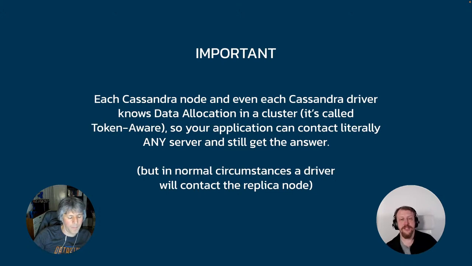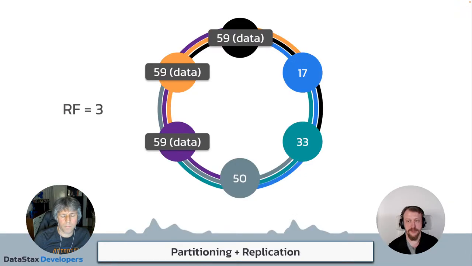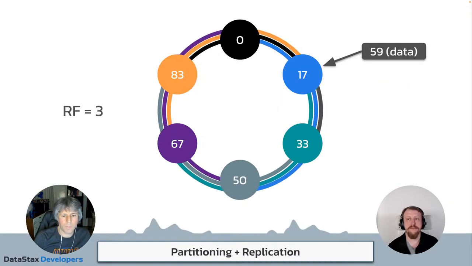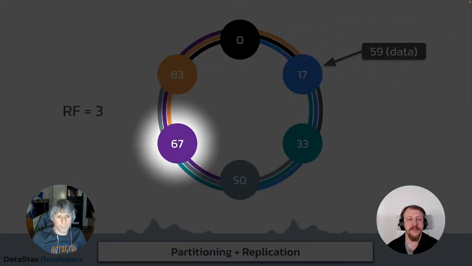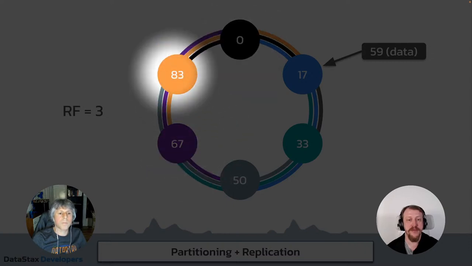Very important thing: each Cassandra node and each Cassandra driver, or at least most of them, understand data allocation in the cluster. It's called token aware, so they understand token ranges and which server is responsible for which token range. So your application can contact literally any server, and then this server will work as a query coordinator and dispatch your query to the proper servers. But under normal circumstances, the driver will contact a replica node. So this situation usually never happens, because usually your application will contact not this blue node, but one of those three, doing round robin balancing.